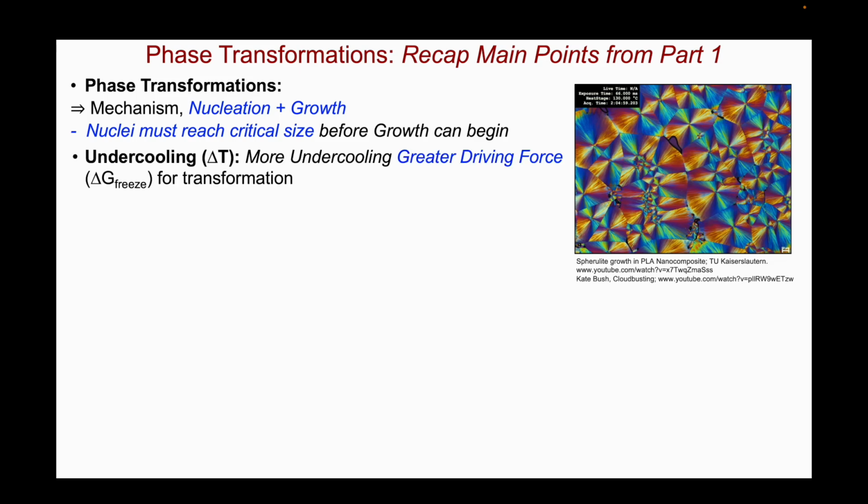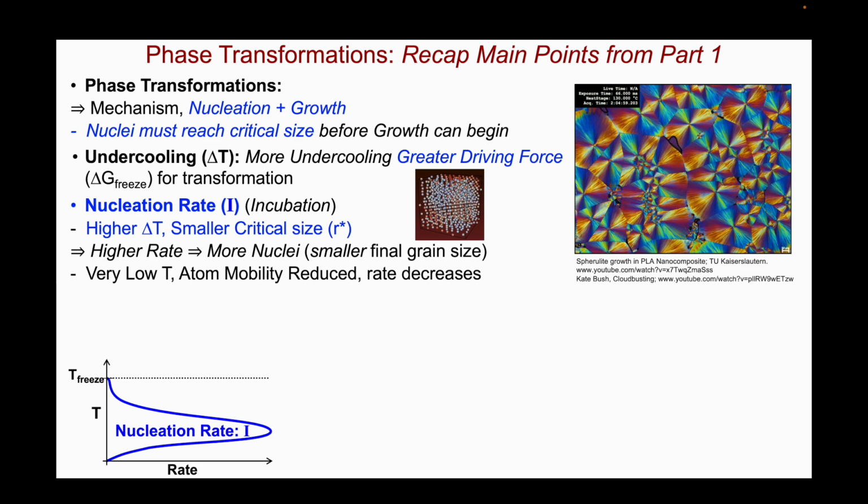We saw the importance of the degree of undercooling below the equilibrium freezing point and showed the required critical size of the nuclei decreases with increased delta T. As a result, as the undercooling increases, the rate of nucleation increases, more nuclei are produced, and the final size of the solid grains will be smaller than those produced from smaller undercoolings. However, at very low temperatures, the nucleation rate begins to decrease when the atoms have very limited mobility. As a result, the rate of nucleation is maximized at a given undercooling.